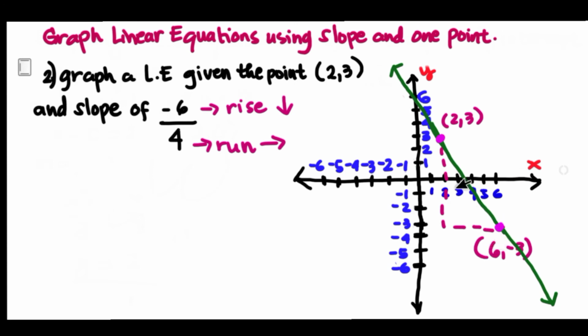So, after natin makuha yung dalawang point, pwede na natin gawin siya into line. So, makaka-form na tayo ng line. So, ito po yung graph ng linear equation, given yung isang point na (2, 3) at slope na negative 6 over 4.